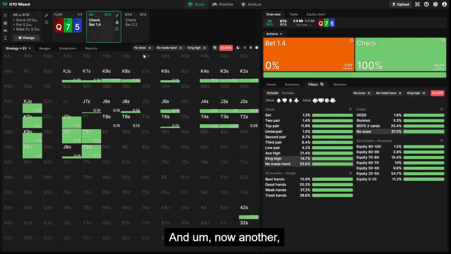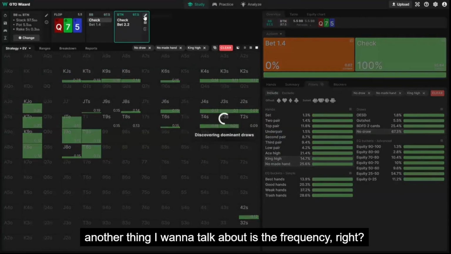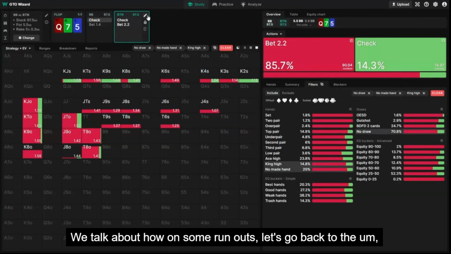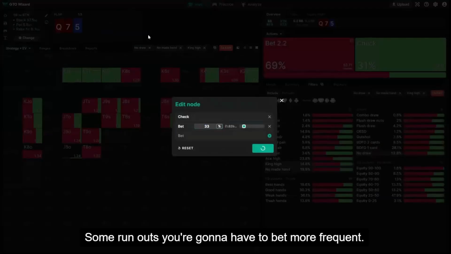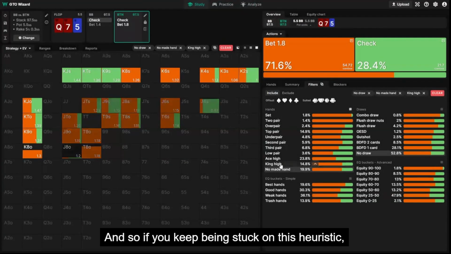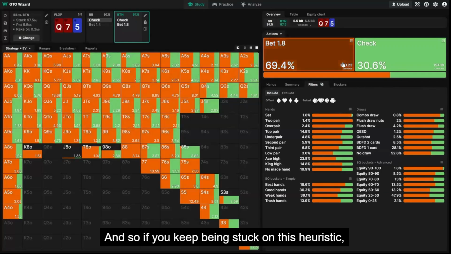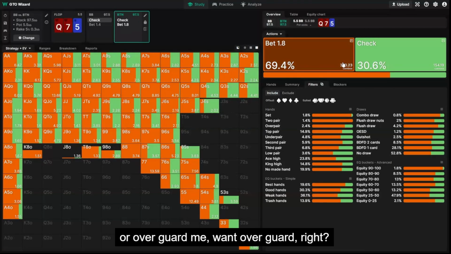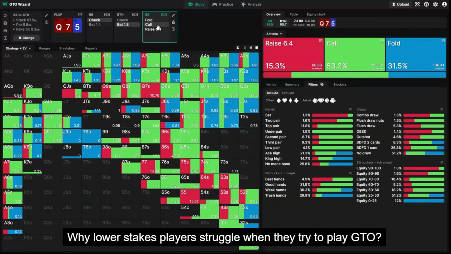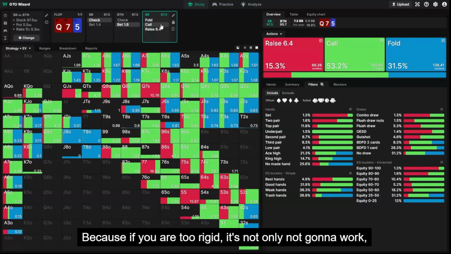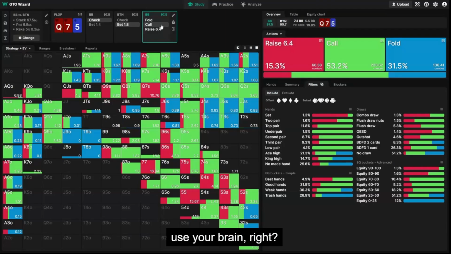And now another thing I want to talk about is the frequency, right? We talked about how on some runouts, let's go back to the flush draw board, you're going to have to bet more frequently. And so if you keep being stuck on this heuristic like king high is good or overcard, me want overcard, right? That's a very rigid heuristic. That doesn't work. And this is the reason all the time why lower stakes players struggle when they try to play GTO. Because if you are too rigid, it's not only not going to work, it's actually going to be worse than if you just use your brain, right?